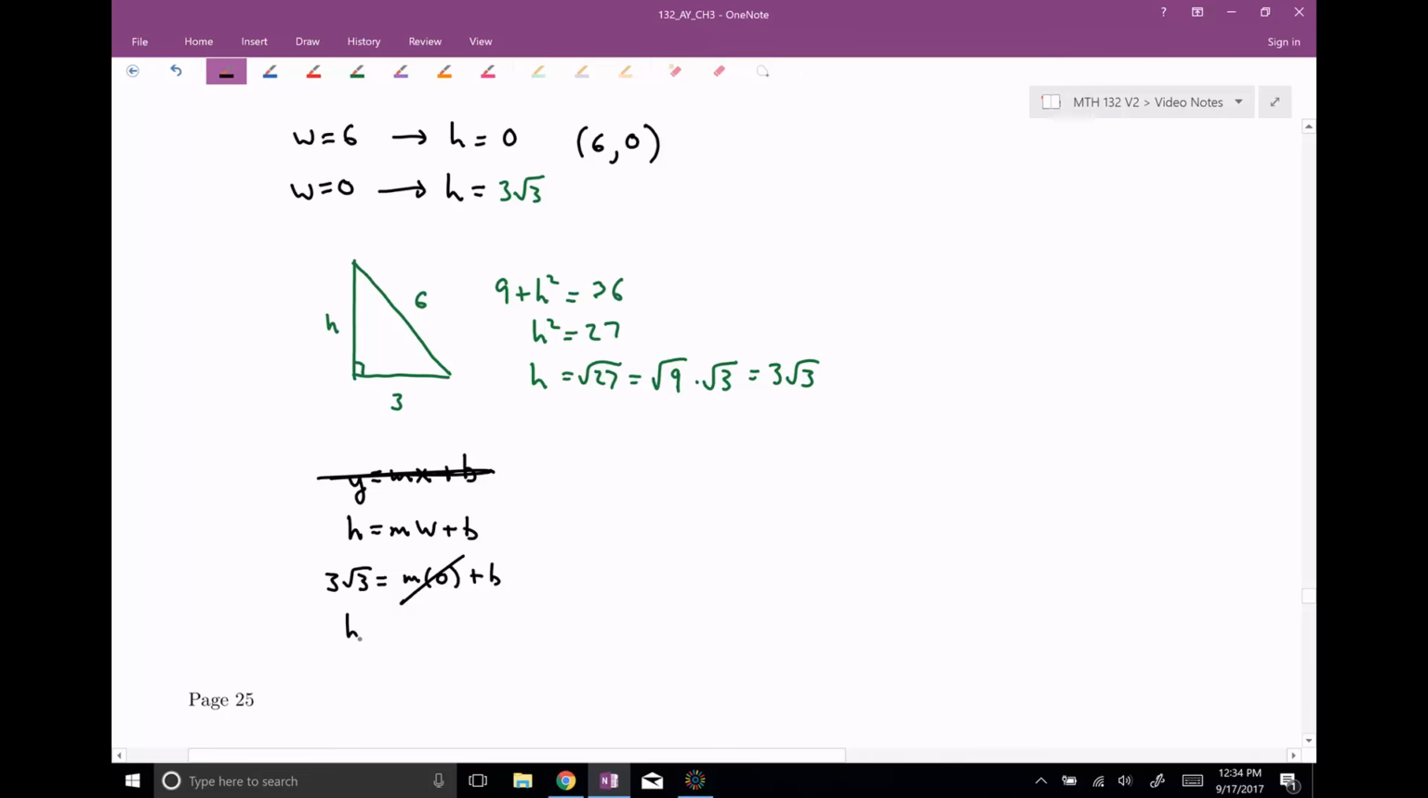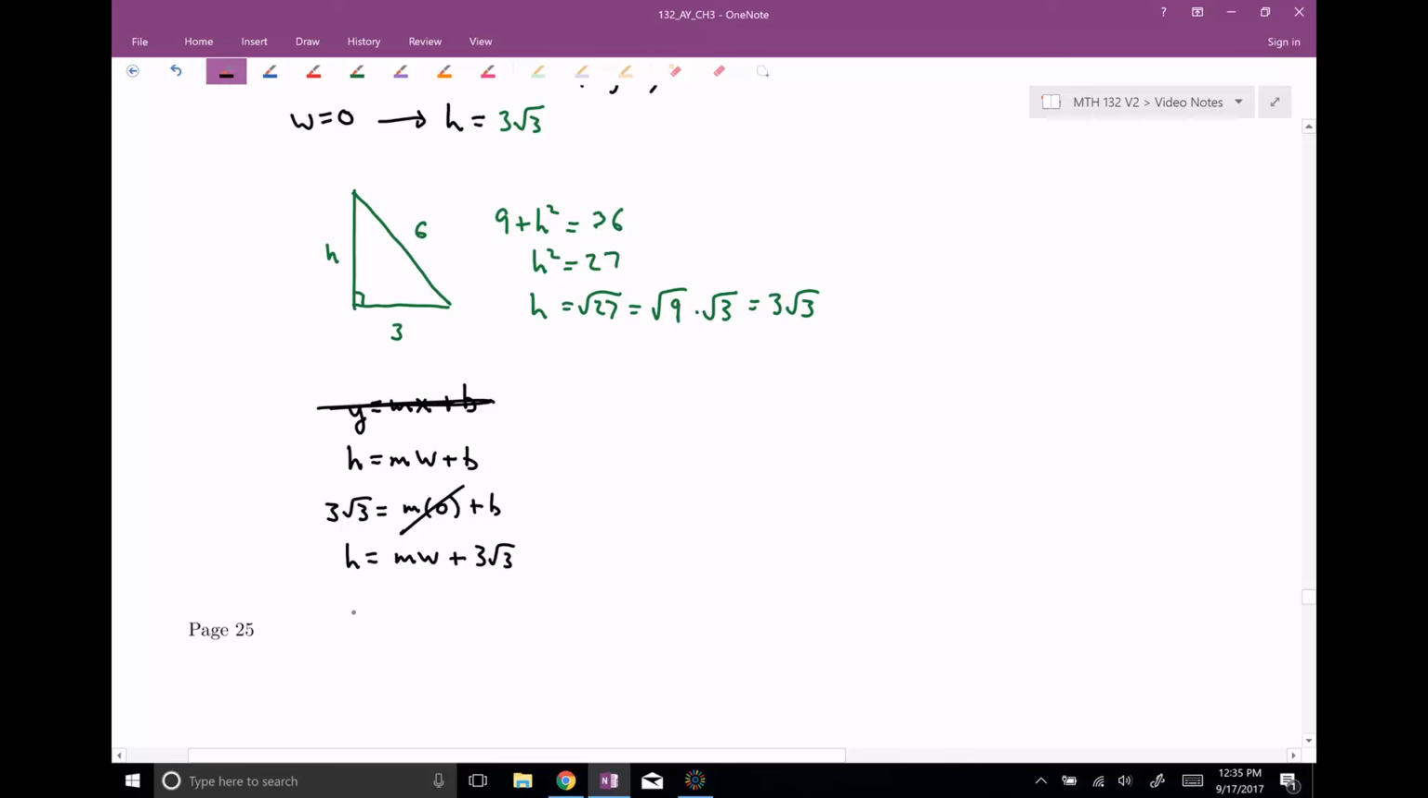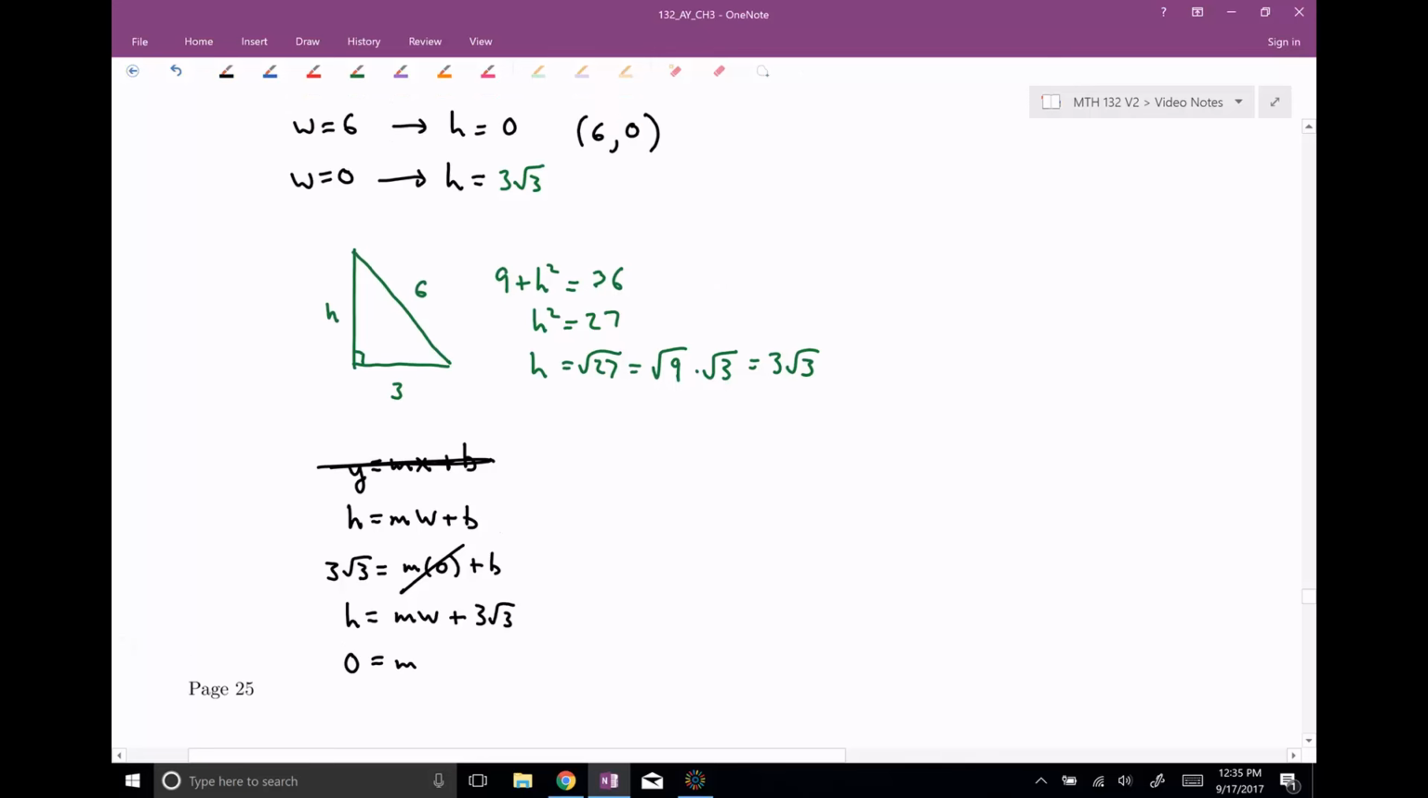So now we can go ahead and write that in. h is equal to mw plus b, and again, b was 3 root 3. Okay, so that was a nice point. Now let's go ahead and back up and use this. If you plug in 6, then you get out 0. So the height is 0 when you plug in 6 for w.